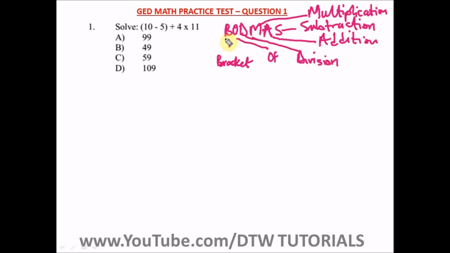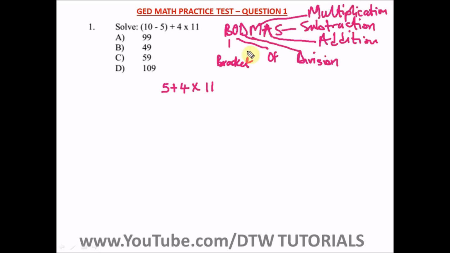The first thing to do is the B, the bracket, that's our parenthesis. Let's solve what is in the bracket. It says 10 minus 5, and that will give us 5. So we are left with 5 plus 4 times 11. What's the next operation to perform? The next is Of. There's no Of in this particular question. D is division, and there's no division sign here.